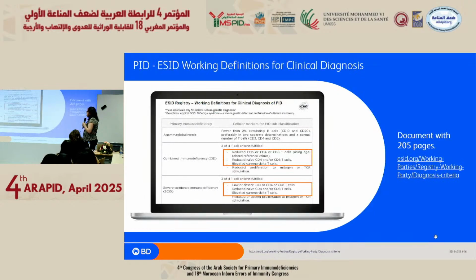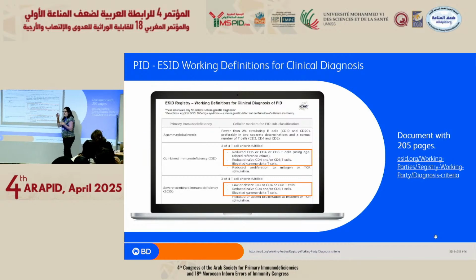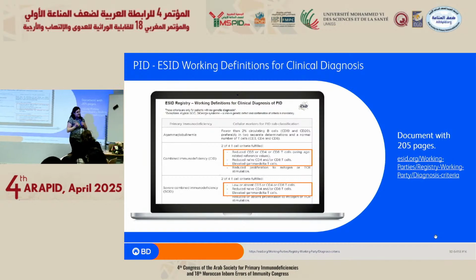So the ESID published working definitions for clinical diagnosis that can be applied when genetic testing cannot be done. So here you can see, for example, the reduced CD3, CD4 T cells, depending on the disease. You can see how the classification can guide you to a probable diagnosis. Okay.